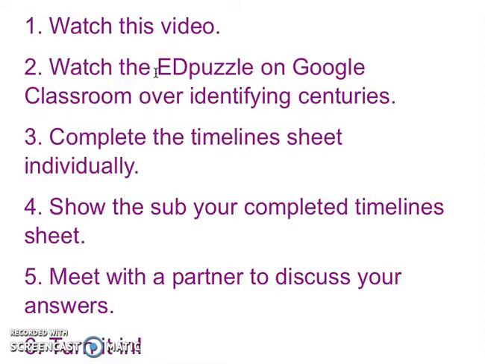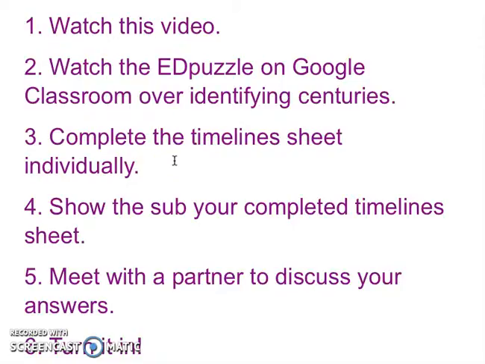So like I mentioned at the beginning of this video, you're going to be looking at how to identify which century a certain year was in. And there's a trick to that. So you're going to see that on the Ed puzzle. That Ed puzzle is going to have a few questions for you to answer along with it. So make sure you're plugging those in as you go. When you are done with the Ed puzzle, you're going to complete the timelines sheet individually. So you're doing that timelines sheet by yourself.